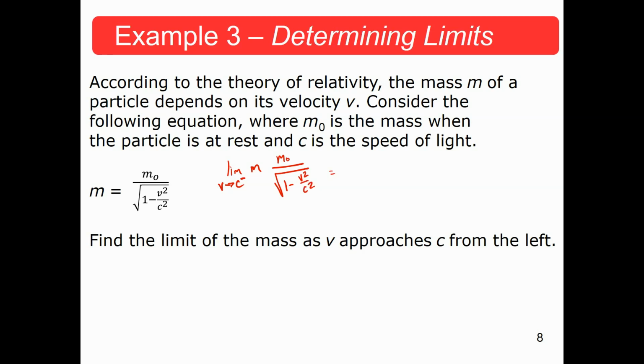So if we plug in c, we get c squared over c squared, which is 1. 1 minus 1 is 0. Square root of 0 is 0. Something divided by 0 is infinity, right?